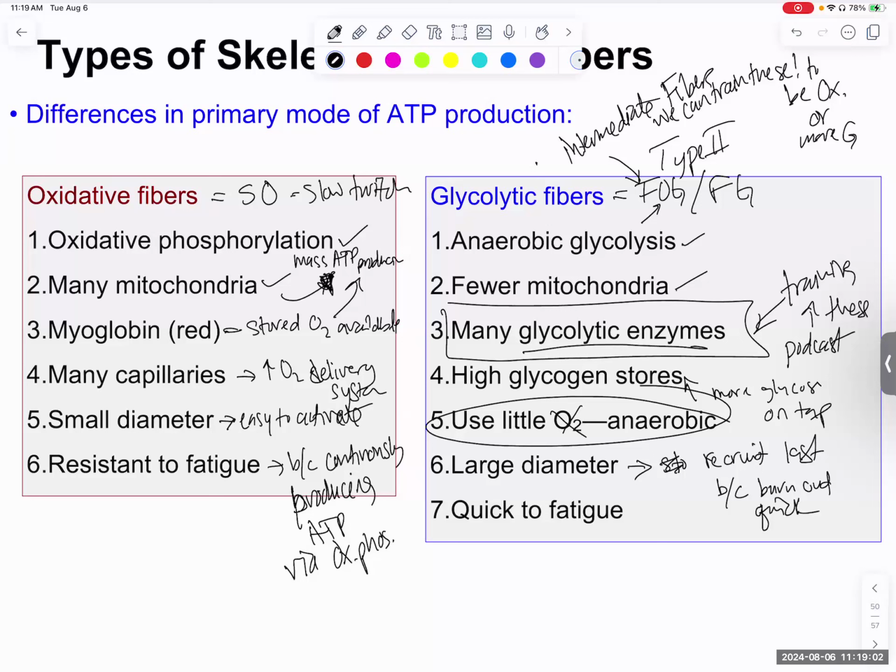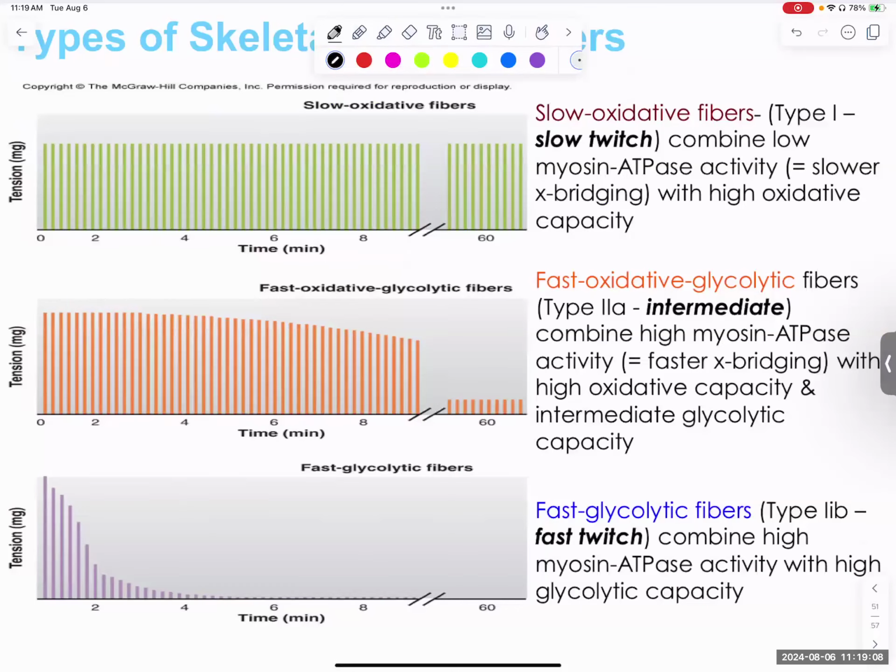So we're not going to use those. They're quick to fatigue. We're not going to use these unless we need a whole lot of force to be generated. So this goes through slow oxidative fibers, also called type 1 fibers, slow twitch fibers, or red fibers. Low myosin ATPase, they're slower to cross bridge, but they have a high capacity to produce ATP.